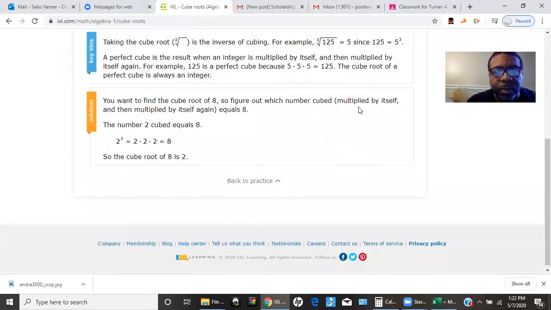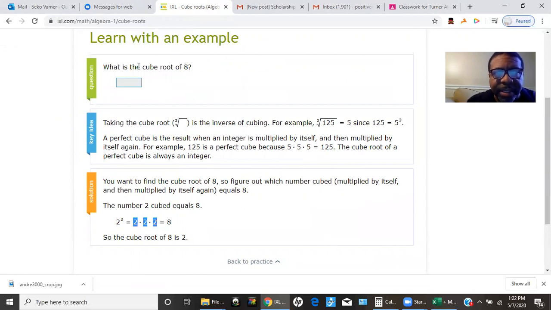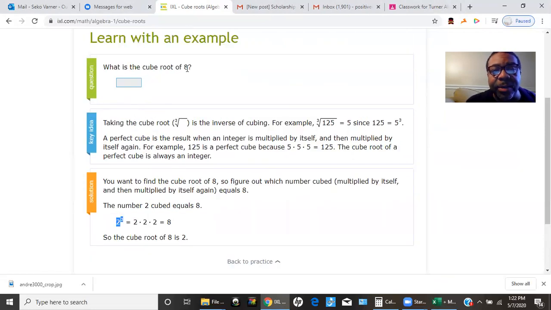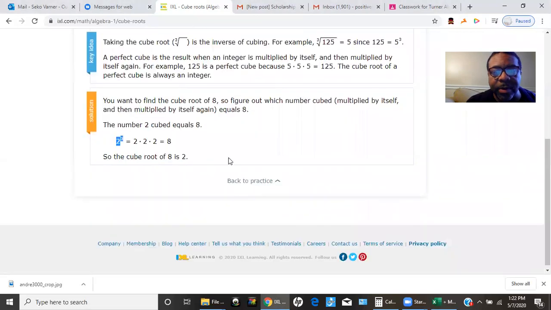So let's figure out the cube root of 8. The cube root of 8 would be 2 times 2 times 2. So when it says what is the cube root of 8, we're trying to figure out what times itself 3 times would give you 8. And 2 to the 3rd power is 2 times 2 times 2. So 2 to the 3rd power is the same as the cube root of 8. All right, so the cube root of 8 is 2, because 2 times 2 times 2 equals 8.